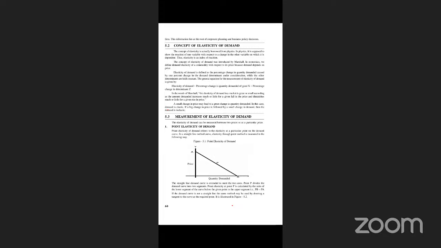So the formula here is the percentage change in quantity demanded of a good divided by the percentage change in the determinant Z. See here, any determinant it could be, not necessarily always income or any other. It could be any other factor.